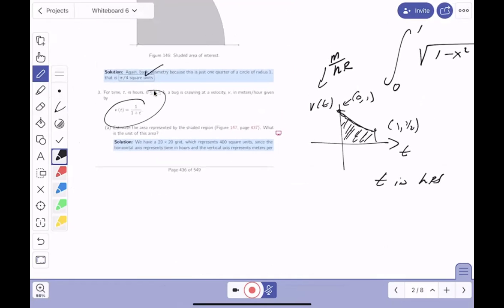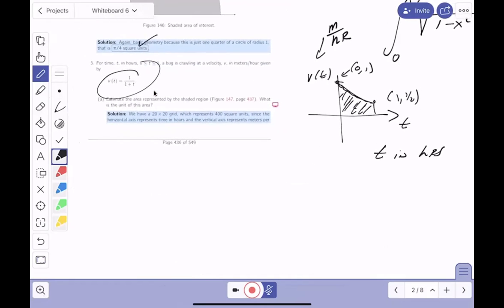Okay, let's read it. It says estimate the area represented by the shaded region. What is the unit of this area? Well, to find the unit of the area, that's the first thing I want to talk about. I'm going to do rectangles here, and we'll talk about that later.